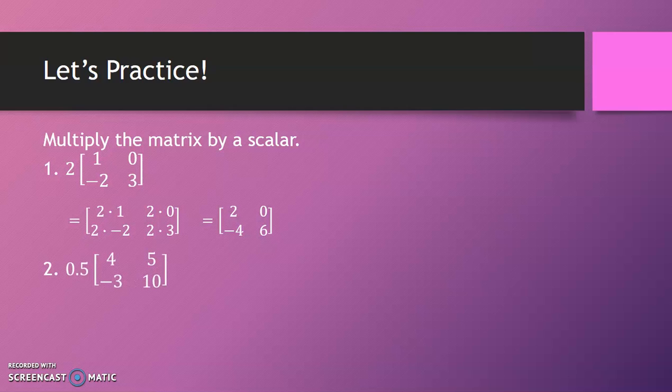For the second one, I'm taking 0.5 times my matrix. Now 0.5, remember, as a fraction would be the same thing as 1/2. So I'm multiplying by 0.5 or I'm dividing all of my elements by 2. So when you have even numbers like the 4 and the 10, that will work out where you still get a whole number. The 5 and the negative 3 will end up having fractions or decimals for our answers here. So the same process is applied. I'm taking that 0.5 times 4, times 5, times negative 3 and times 10. And so my final matrix looks like this: 2, 2.5, negative 1.5, and 5.